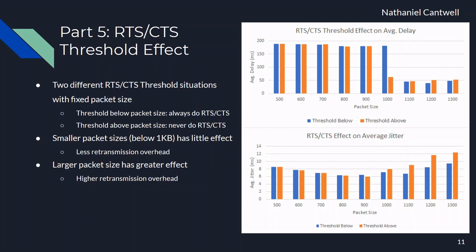But if the smaller request to send and clear to send packets collide with each other, there's less retransmission overhead. With the jitter, we can see a similar effect. For smaller packets below about 1 kilobyte, there's little effect, but the discrepancy starts to grow as we have larger packets.